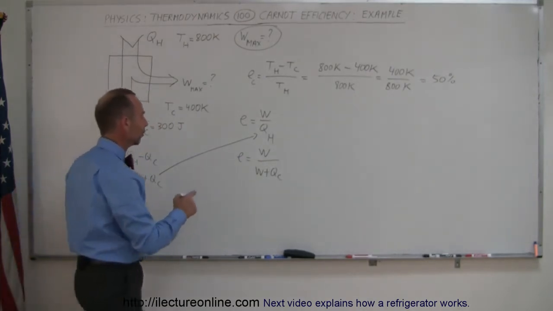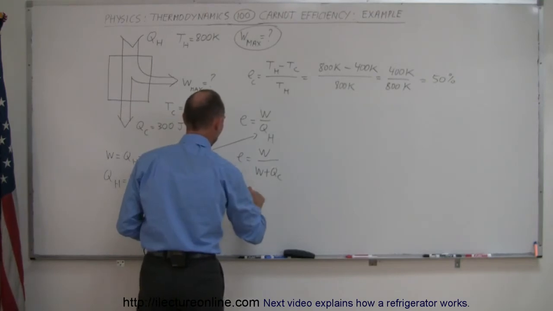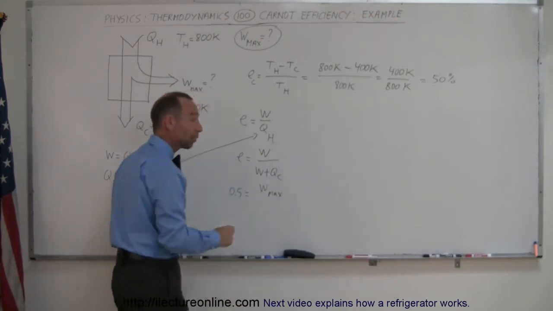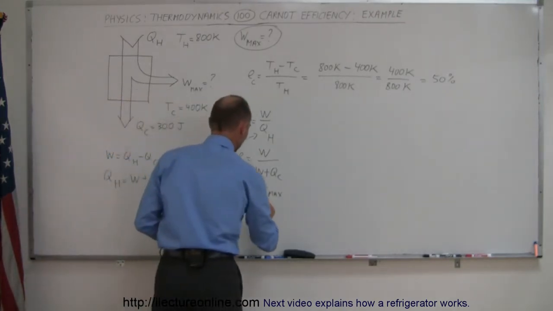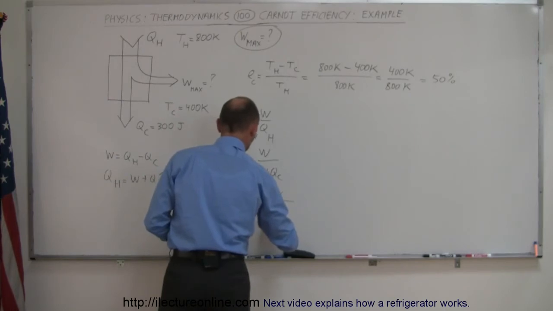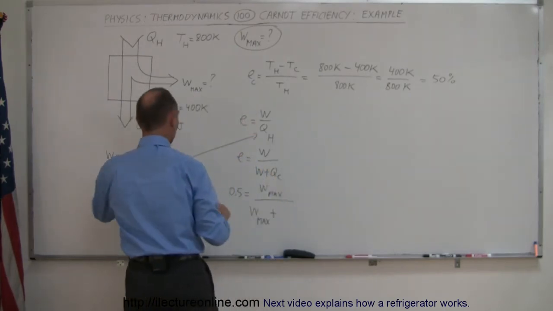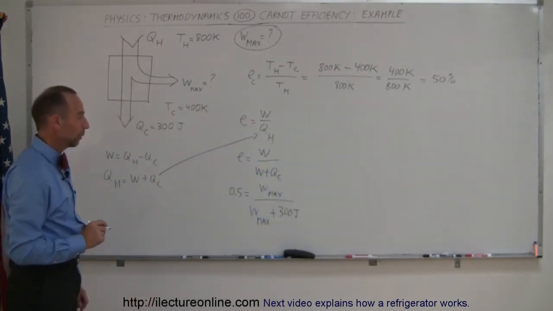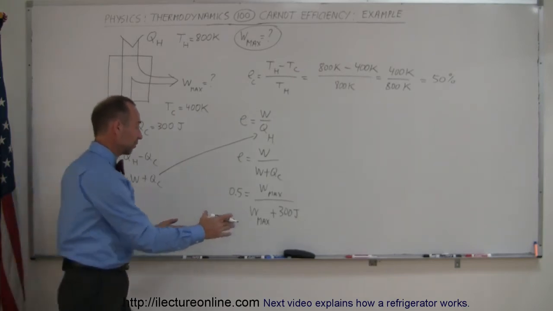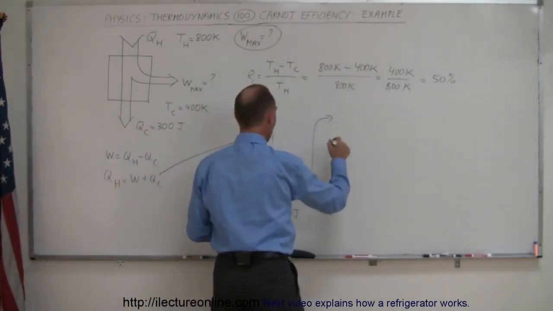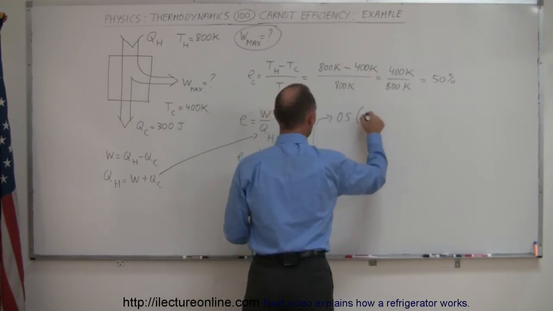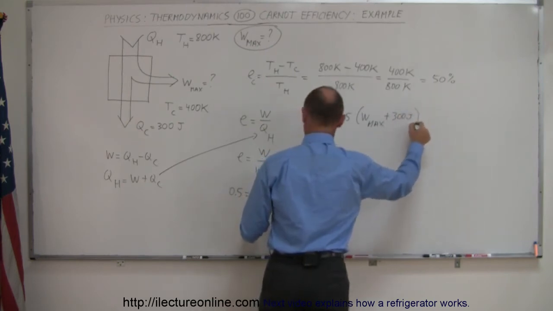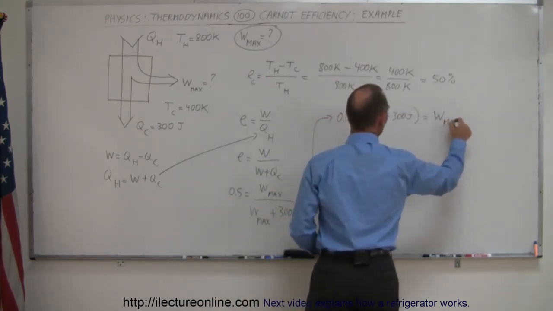So let's replace that. So this becomes 0.5 is equal to work max. Since we use the Carnot efficiency, we're going to get the maximum work that we could possibly get out of this engine, divided by work max plus Q cold, which was 300 joules. So now we have to solve this equation for work max. First thing we do is we cross multiply. So we have 0.5 times work max plus 300 joules is equal to work max.